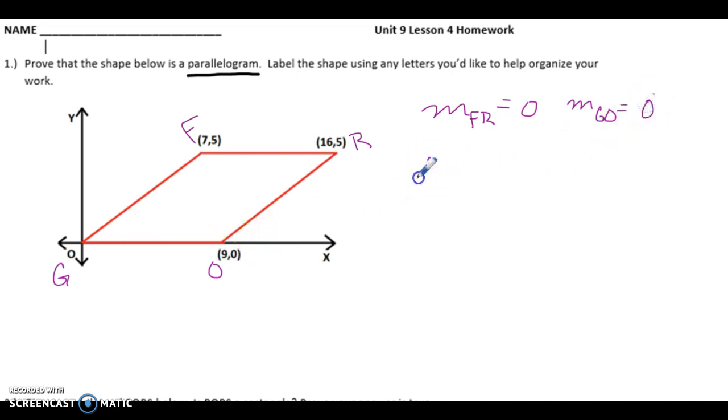I'm going to make sure I write a conclusion about that. Since those two lines have the same slope, then I can say they're parallel. FR is parallel to GO because they have the same slope.